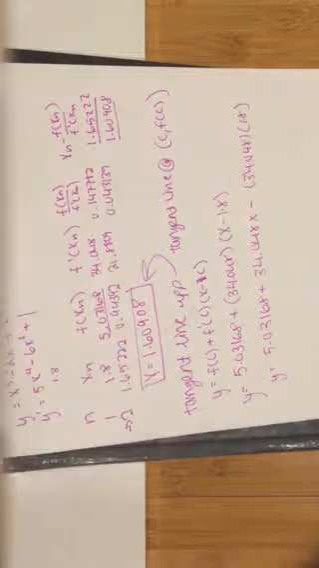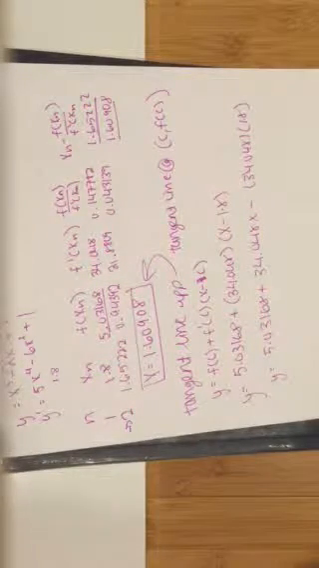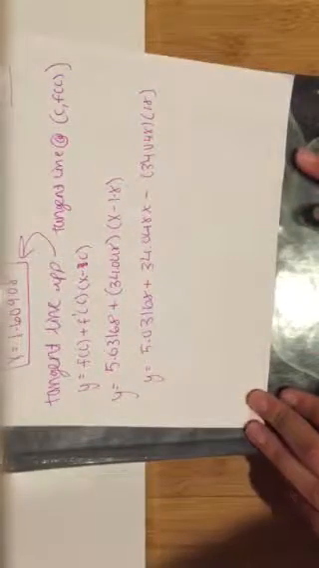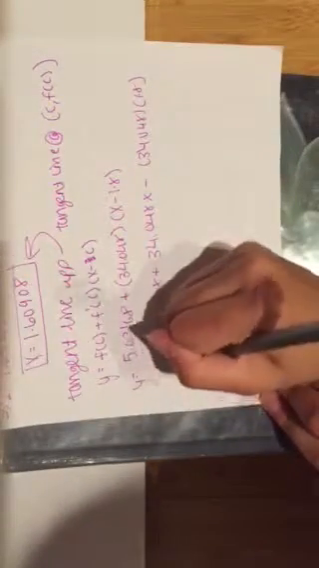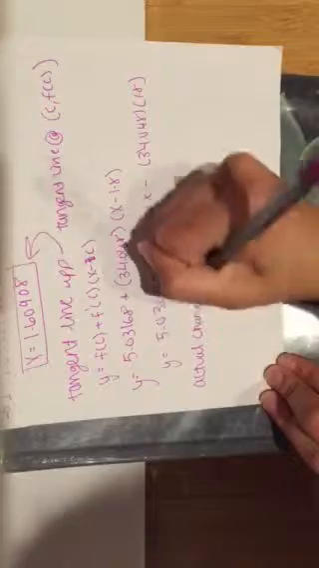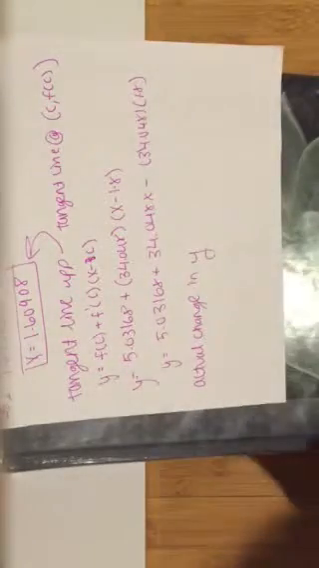And if you have this and you wanted to go a little further, you can find the actual change in y, which is basically very simple. It's the same thing, but you have a different formula. So you have change in y equals f of c plus delta x minus f of c. And you just plug everything back in.